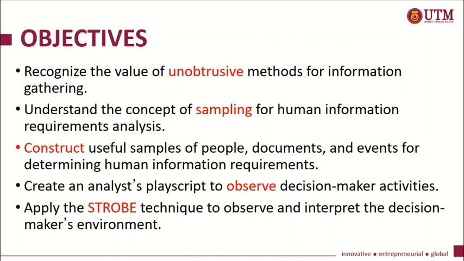methods for information gathering. Second, to understand the concept of sampling for human information requirement analysis. Third, to construct useful samples of people, documents, and events for determining human information requirements. Fourth, to create and analyze play script to observe decision maker activities. And the last one, to apply the STROBE technique to observe and interpret the decision maker's environment.